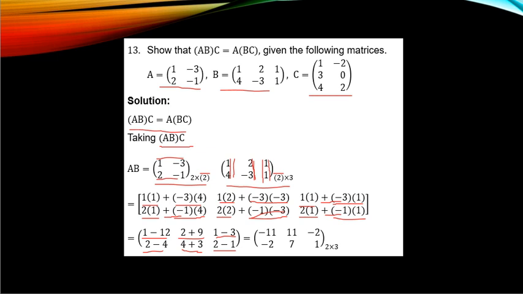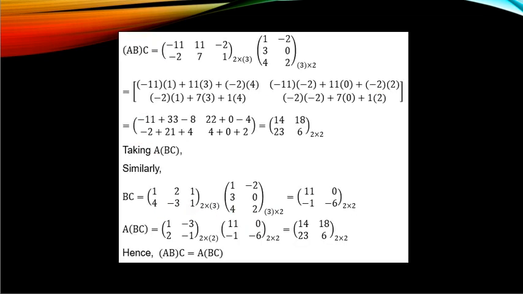So in the first entry, 1 minus 12 is minus 11. 2 plus 9 is 11. 1 minus 3 is minus 2. Then the second row, the first entry, 2 minus 4 is minus 2. 4 plus 3 is 7. 2 minus 1 is 1. So we have obtained the product of A and B. Then we use that product to multiply C for us to get this part. So we continue with the solution.